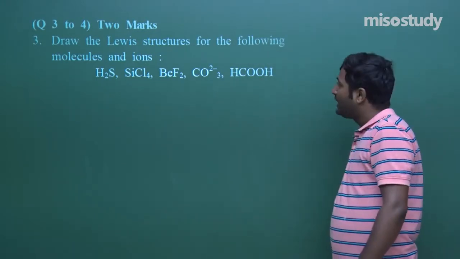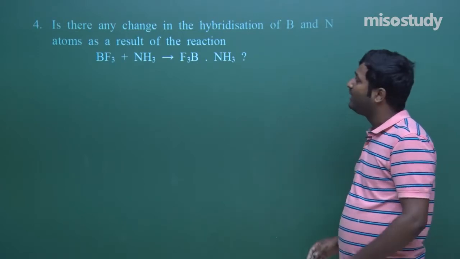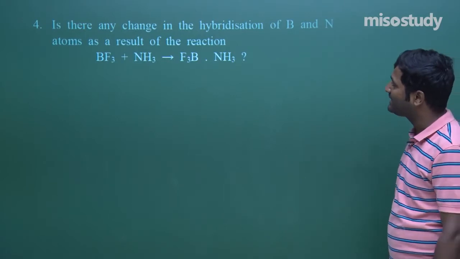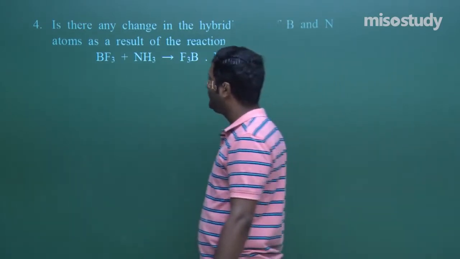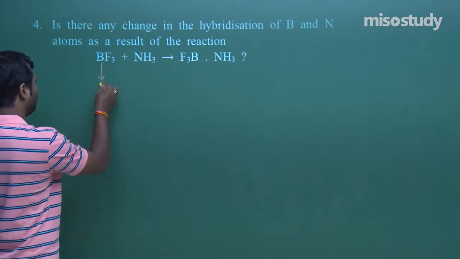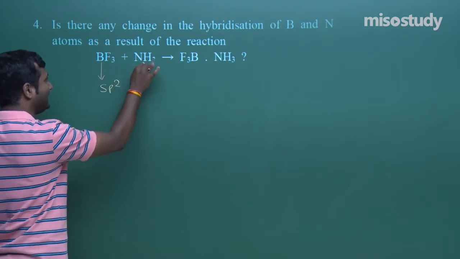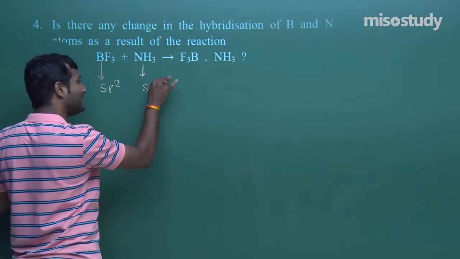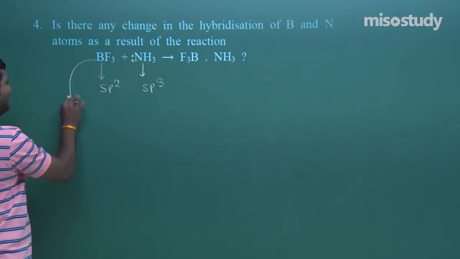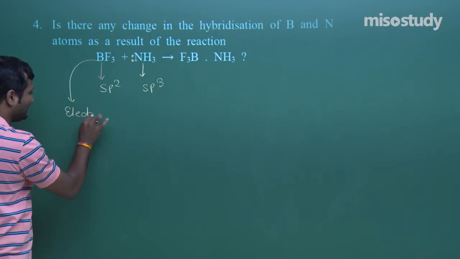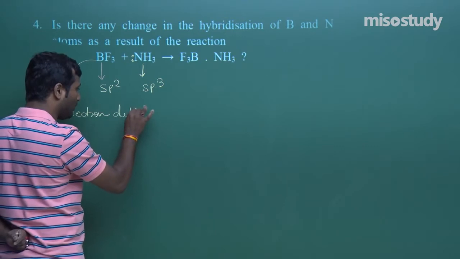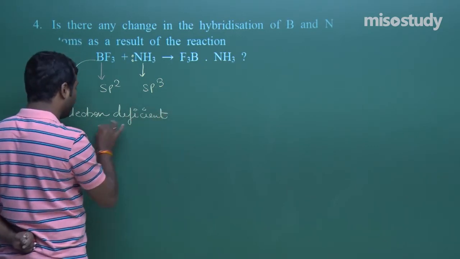Now let's move to the next question, question number 4. Is there any change in the hybridization of B and N atom as a result of the reaction? As we know, in BF3 the hybridization is sp2, and in NH3 we know the hybridization is sp3. N contains one lone pair of electrons, and B is an electron deficient compound.